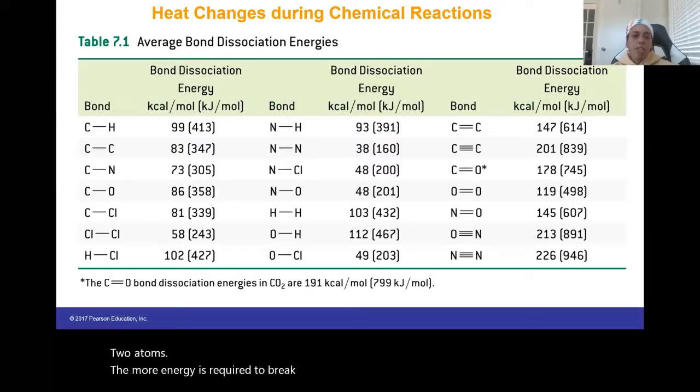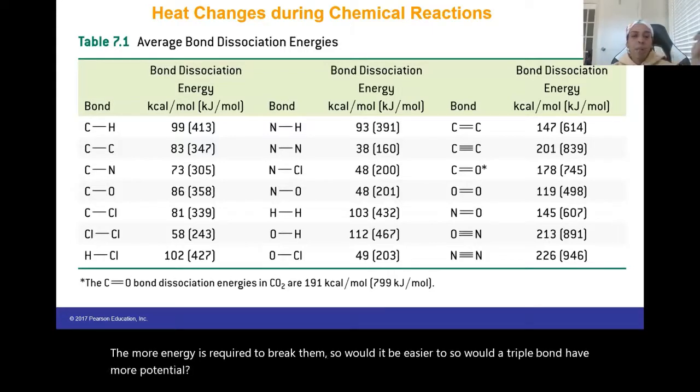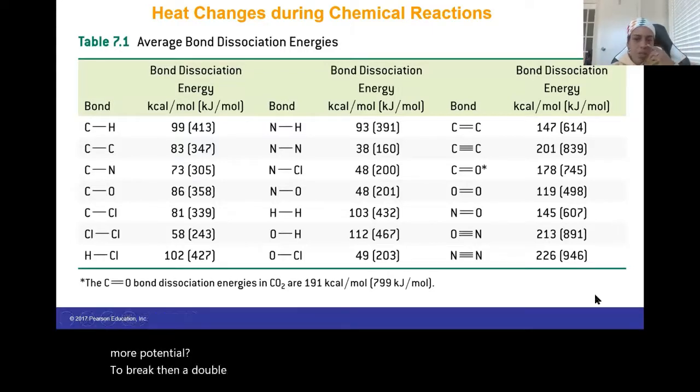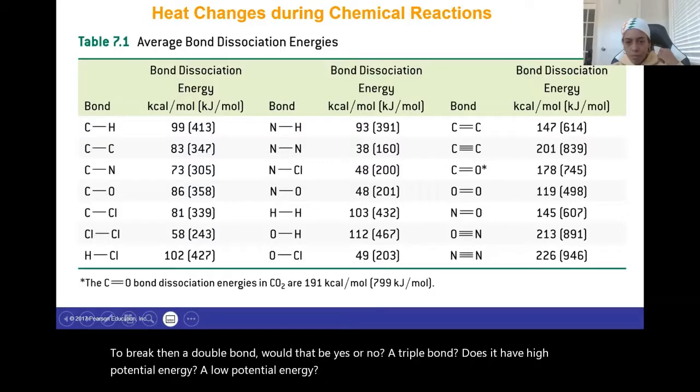So would a triple bond have more potential to break than a double bond? Would that be yes or no? A triple bond, does it have high potential energy or low potential energy? Yes, low potential energy.